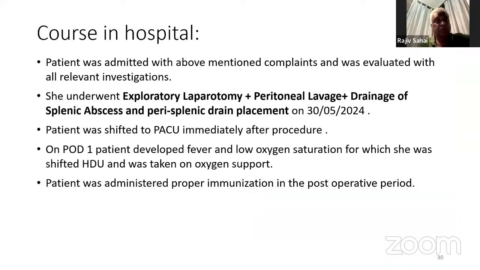Initially, it was only 100 ml on POD 0. Then on the following days it came out to be serosanguinous with 50 ml and gradually reduced. And on POD 4, we removed the drain.